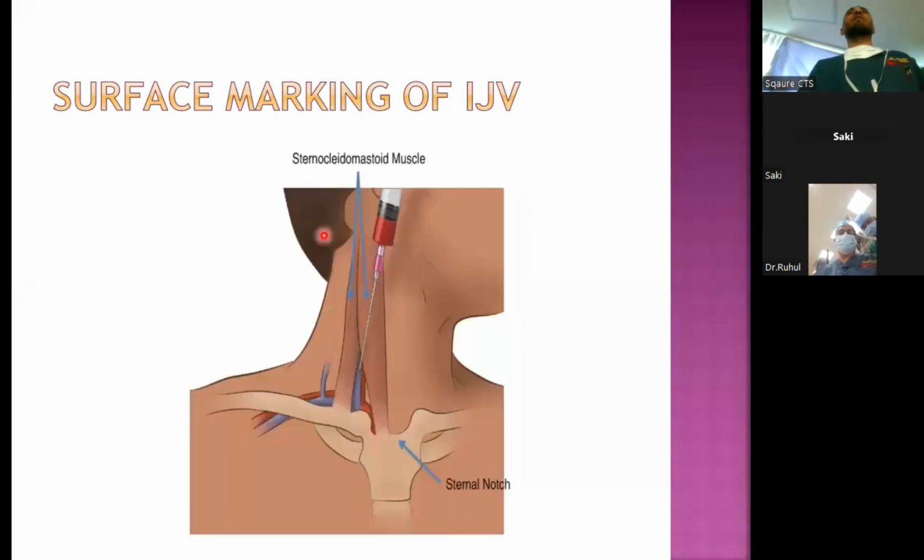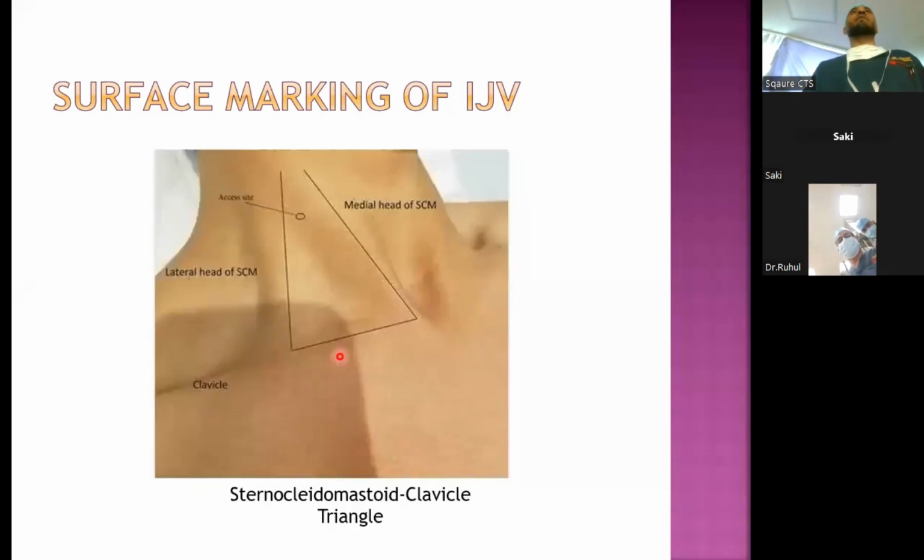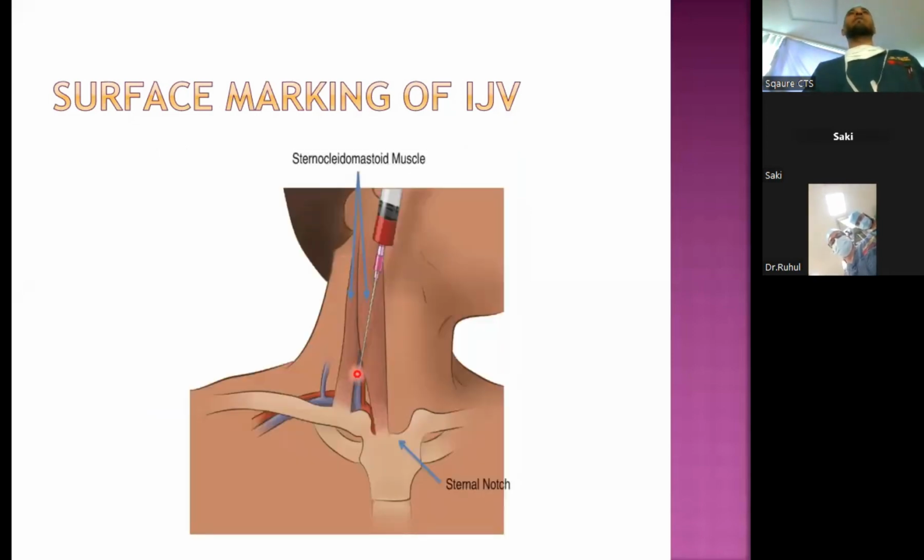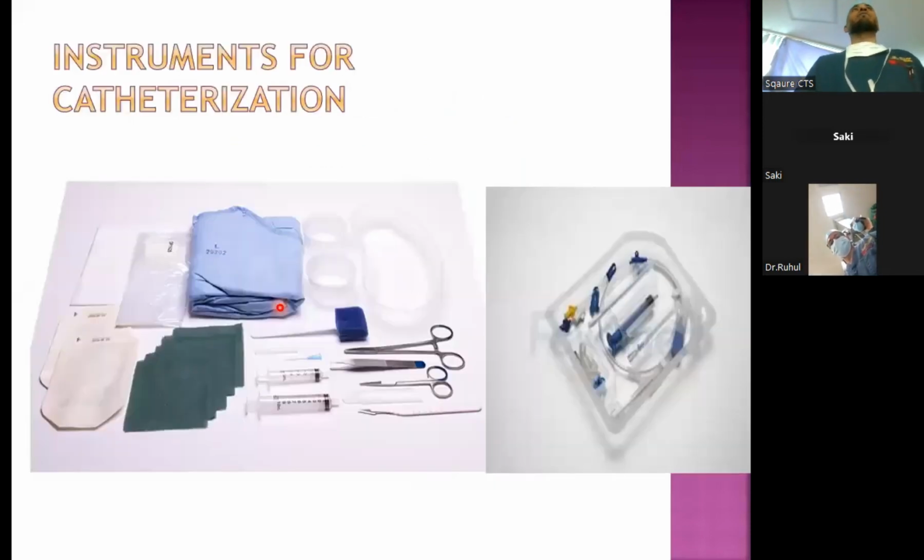This triangle contains the internal jugular vein and the common carotid artery. We puncture at the apex. As I mentioned previously, this is the apex and this is the access site of puncture. So this is the puncture needle. Then I will discuss the technique.